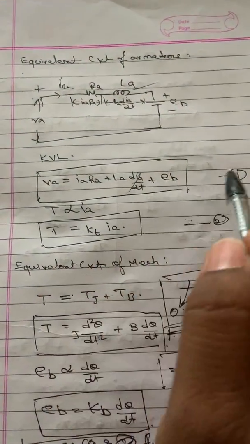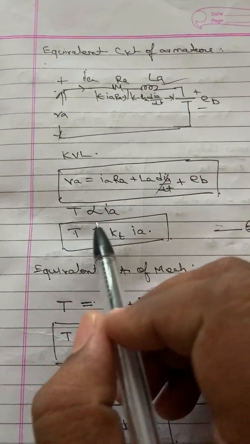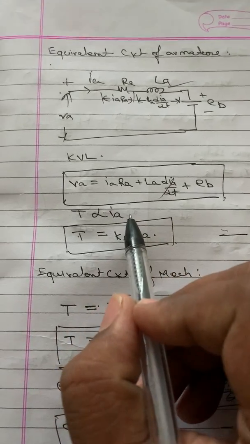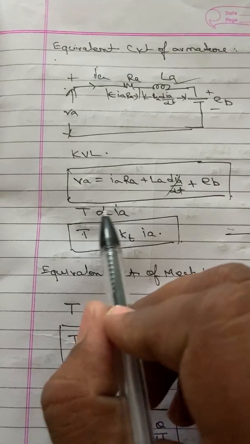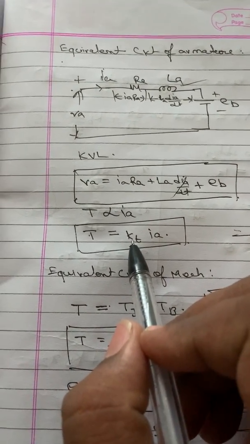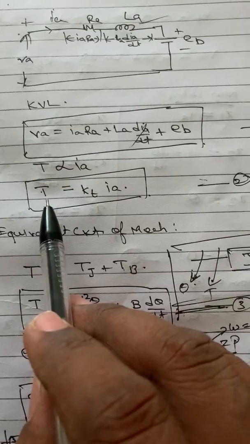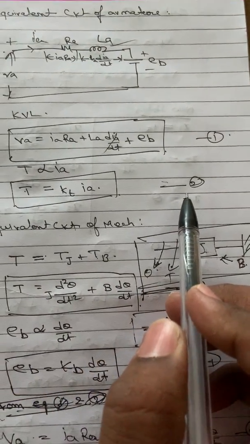So we will take this as equation number 1. Also we know the torque of a motor is directly proportional to armature current. Therefore torque is proportional to armature current. And in order to take out this proportionality constant, I have to introduce a constant, and this constant is called the torque constant, which we have written here. Torque constant is equal to Kt. T is equal to torque constant into Ia. Let us take this as equation number 2.